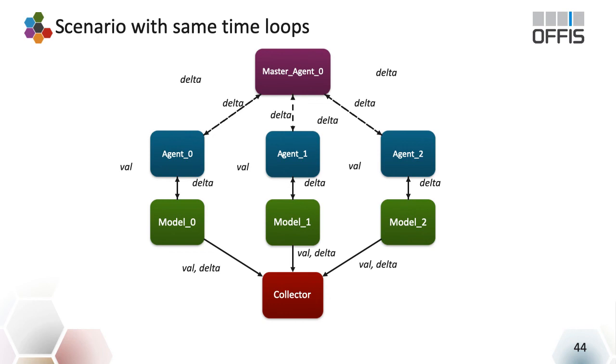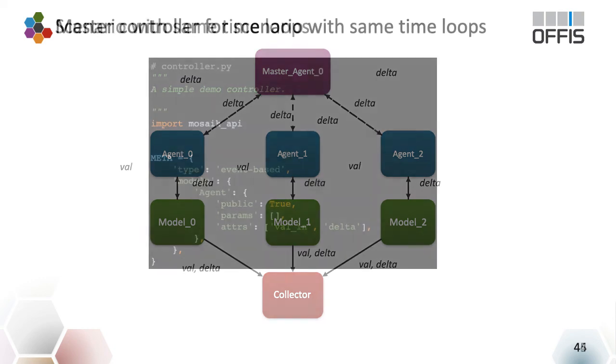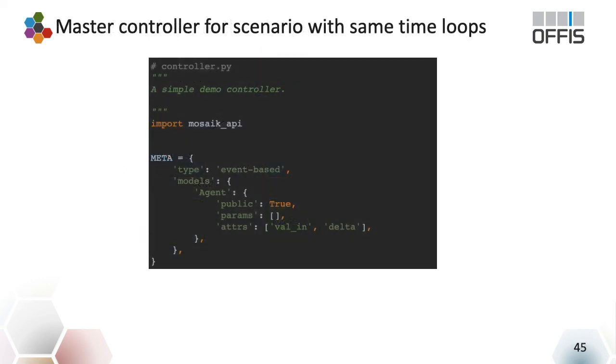And for doing this, this master agent needs the delta outputs of the three agents and sends them back a new delta value. This controller is quite similar to the controller shown before. It is also event-based and also has this value in and delta.